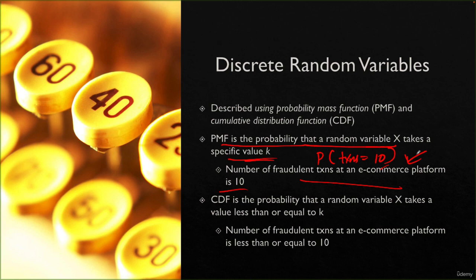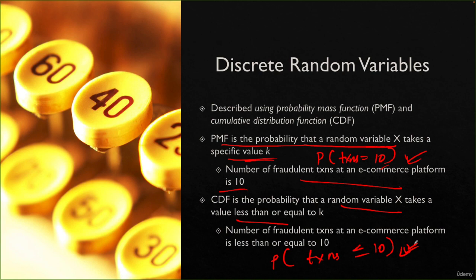Now suppose I want to find the probability that a random variable X takes a value less than or equal to k. In other words, what is the probability that the number of fraudulent transactions is less than or equal to 10? In order to calculate these kinds of probabilities, we make use of the CDF, that is the cumulative distribution function.